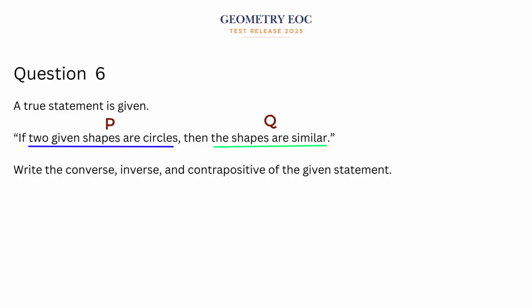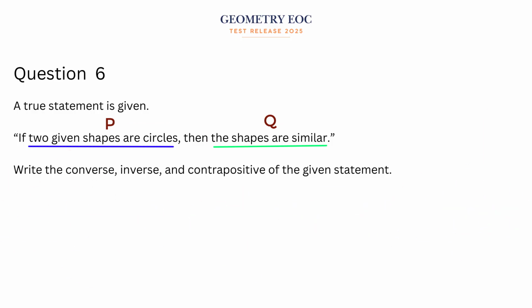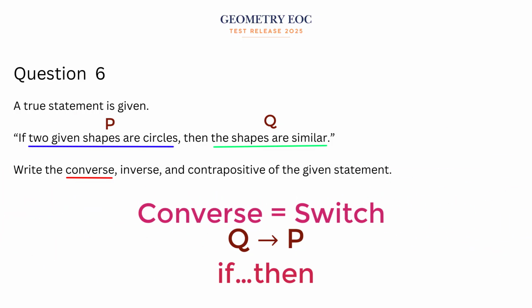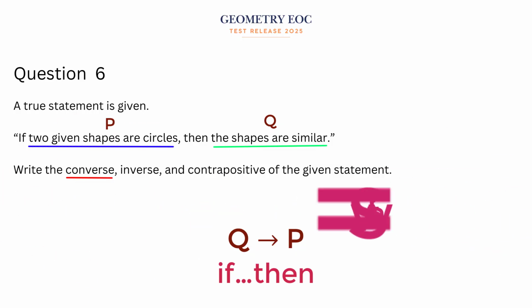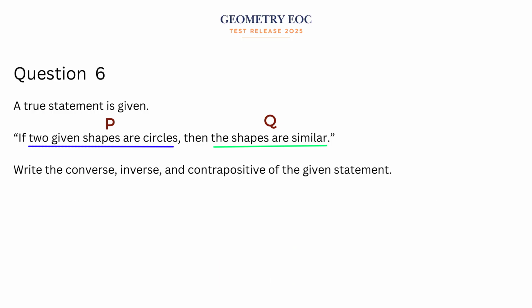First, the converse. The converse means switch. We switch P and Q. So instead of if P, then Q, we say if Q, then P. That becomes, if the shapes are similar, then the two given shapes are circles. Symbolically, Q implies P. Just switch, nothing else.